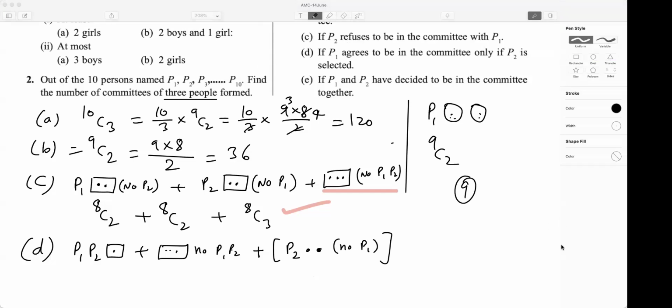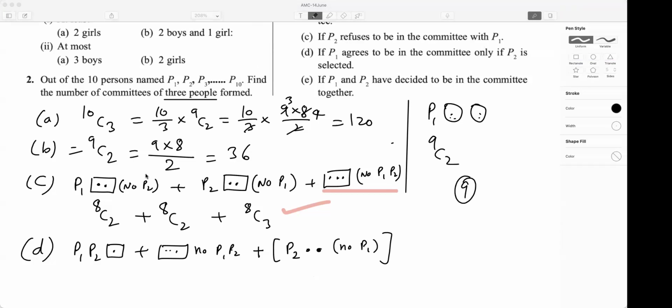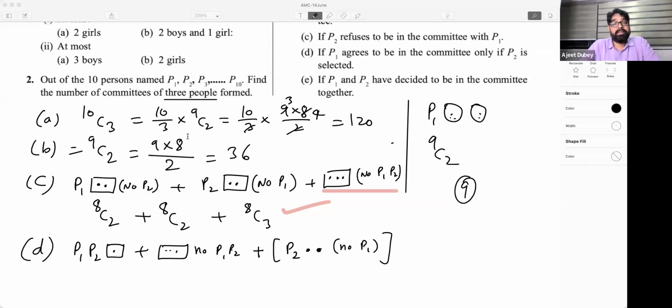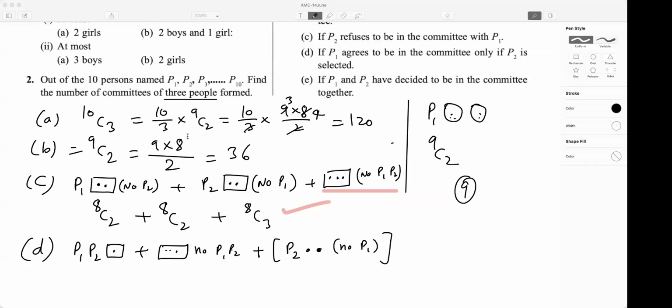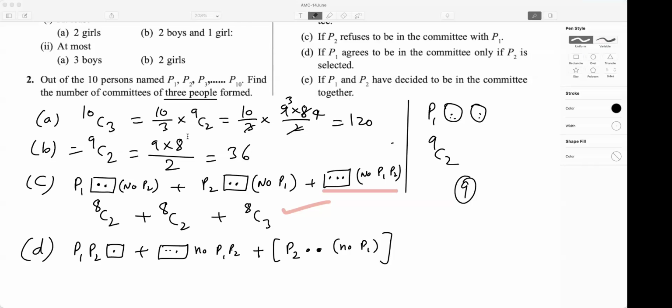Certainly. Is it possible that this case is there? Yes, sir. It is said that P1 will come only if P2 is selected. P1 says, I will come only when P2 is selected. But maybe P2 is coming, but P1 is not selected. Yes, sir, possible.